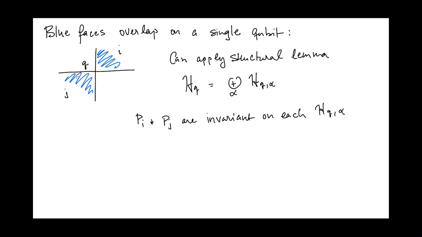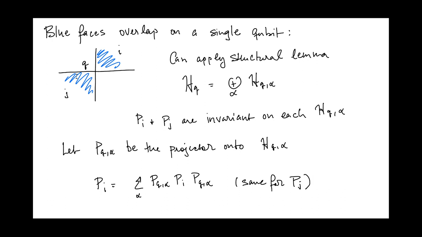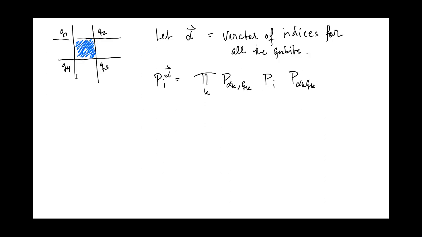These PI and PJ are invariant on each of these subspaces. So I'm going to think of Q as labeling the qubit, and alpha as labeling the slice. If I specify which alpha, which slice I'm talking about, then PI is invariant on each slice, okay? And same for the PJs. Okay, so now I can imagine a vector of indices for each qubit. And again, we're just talking about the blue faces now. And I'm going to tell you for each qubit which slice the solution lies in, okay?